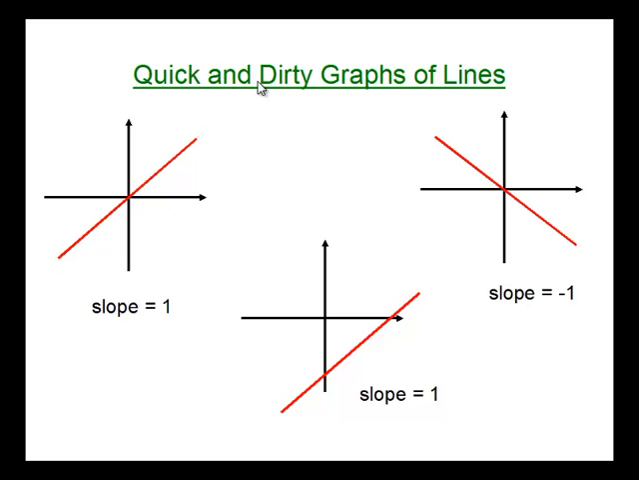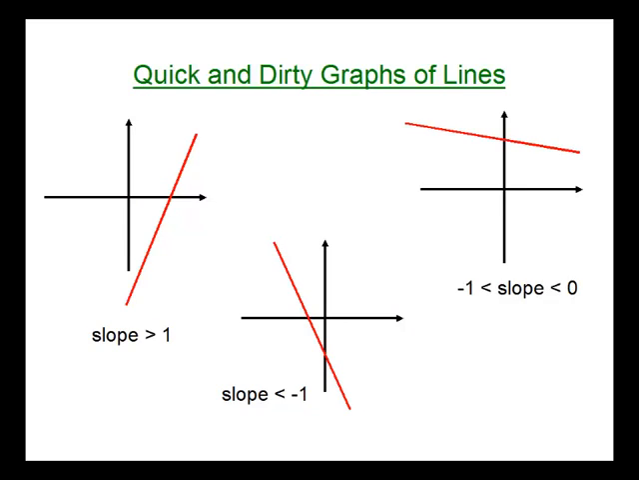Perfect split there. A slope of -1 is just the opposite. For every 1 you go over, you go down 1. -45 degrees. And this is a slope of 1 too. It doesn't have to go through the origin.